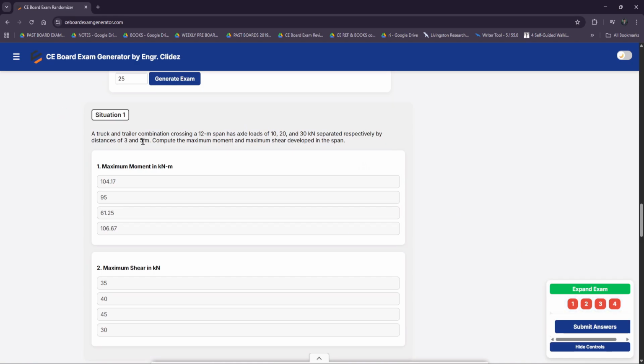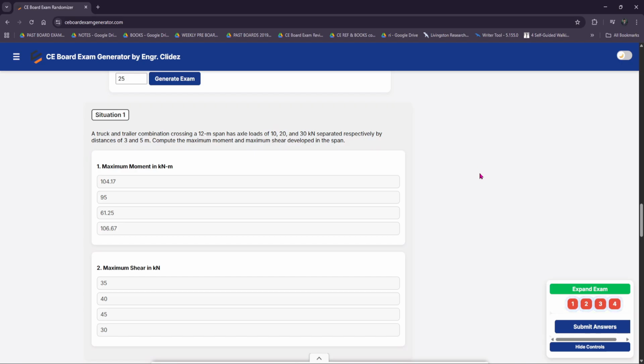So, let's answer situation 1. By the way, this problem comes from matalino.com. A truck and trailer combination crossing a 12 meter span daw has axle loads of 10, 20, and 30 kilonewtons separated respectively by distances of 3 and 5 meters. Now, what we want to compute is the maximum moment and maximum shear developed in the span.